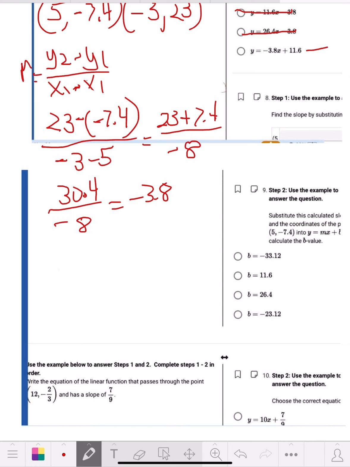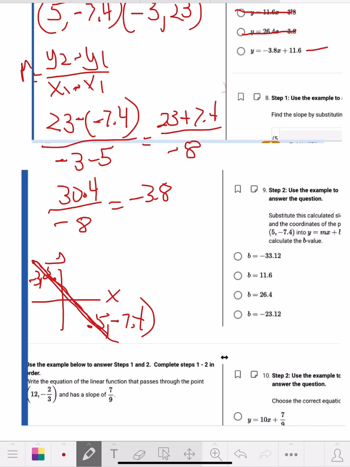So here's what I do. I draw myself a quick graph and I plot the points. So we got the x and we got a y. Now we know one of the points is 5 and negative 7.4. So that's right there. Now we know the other point is negative 3 over here, not too far over, negative 3 and 23. So that line looks like this.